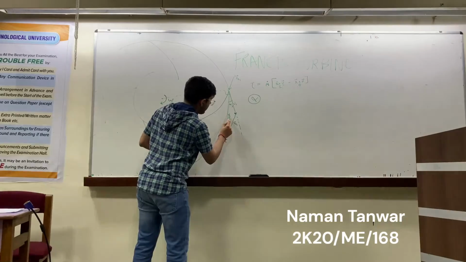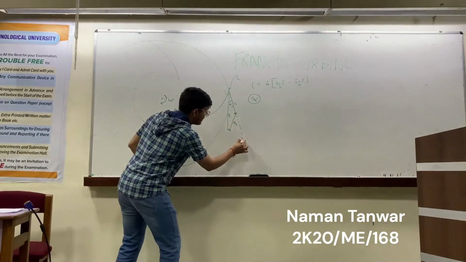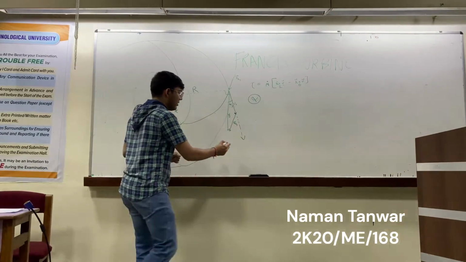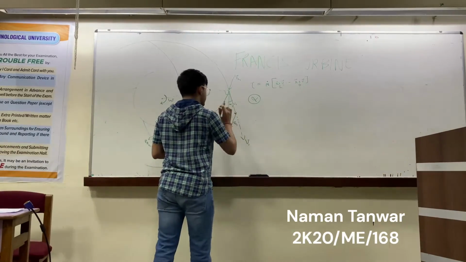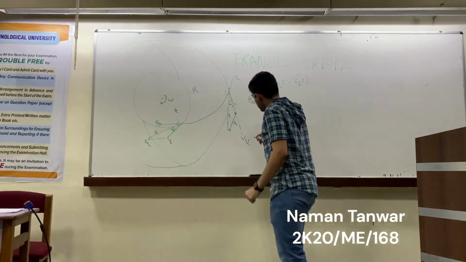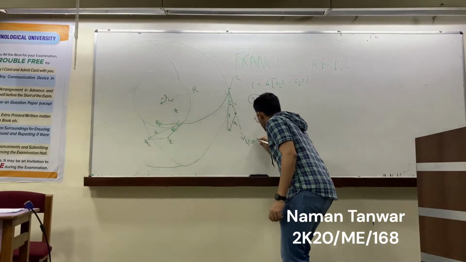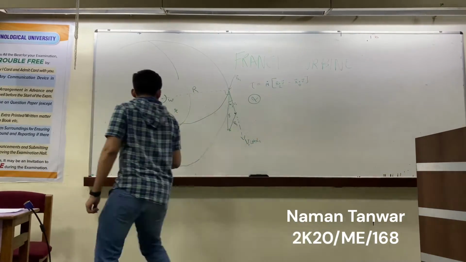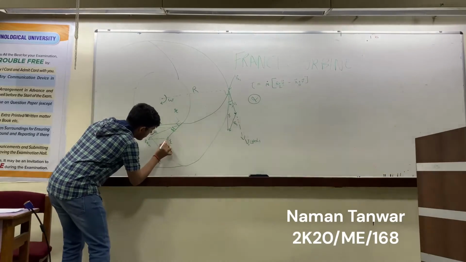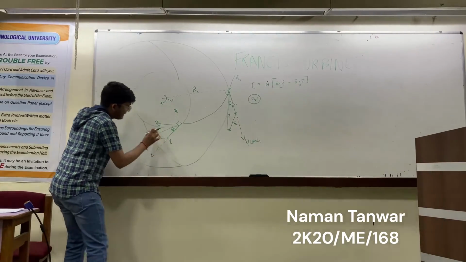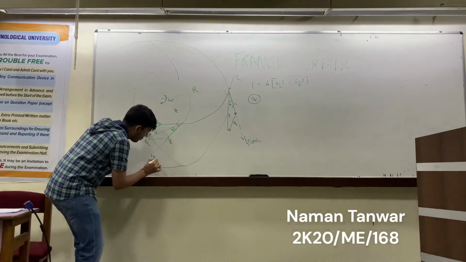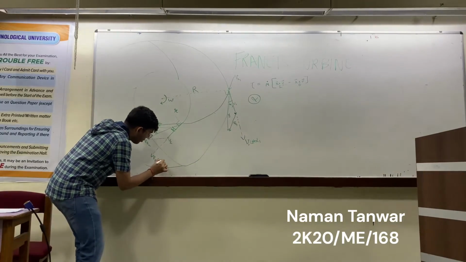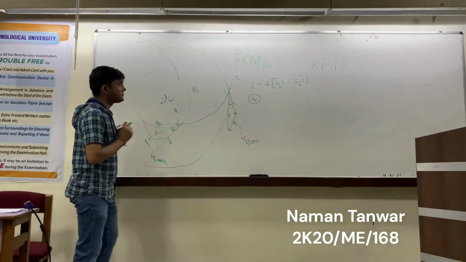Let's stretch this u because it's in the perpendicular direction. So we'll be taking a component of v1 along this line. Since it's along this line, we will call it v1 cos alpha 1. And along this line we will be taking the component of v2 here, which will be v2 cos alpha 2.